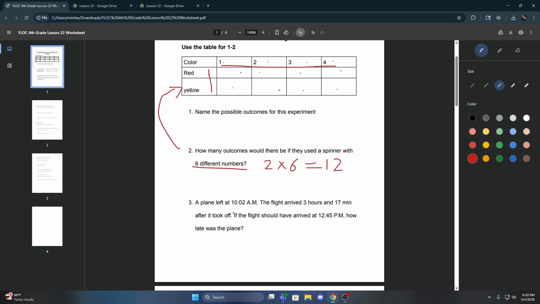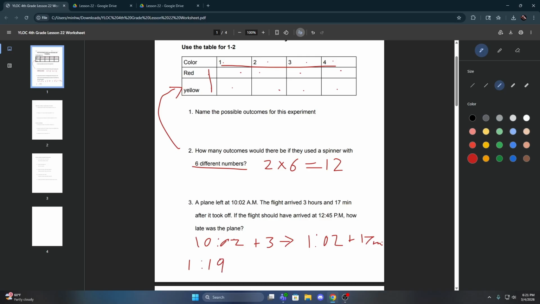All right. 3, this is not related to this graph. A plane left at 10:02 a.m. The flight arrives 3 hours and 17 minutes after it takes off. If the flight should have arrived at 12:45 p.m., how late was the plane? So for this, you can imagine 10:02 plus 3 hours, right? If you do the counting, it becomes this, right? And then you, again, add the 17 minutes, which gives you 1:19, right? So this is your time right now.